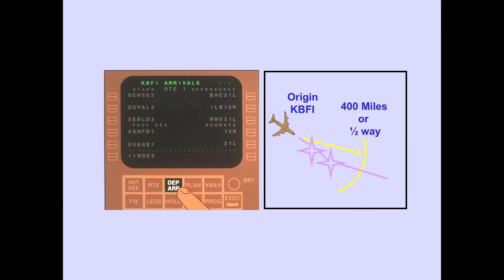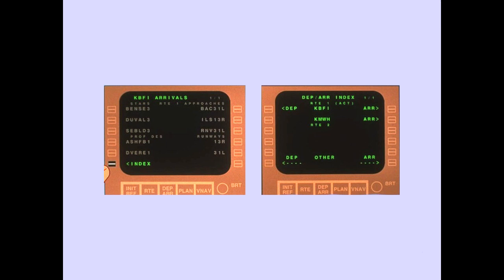Pressing the departure arrival key displays the arrival page for the origin airport if you are less than 400 nautical miles or less than halfway from the origin. An index prompt is located on the lower left of all departure and arrival pages. Pressing the index line select key selects the departure arrival index. The index provides access to all departure or arrival pages for the origin and destination airports. Line selecting the appropriate key displays the selected page.